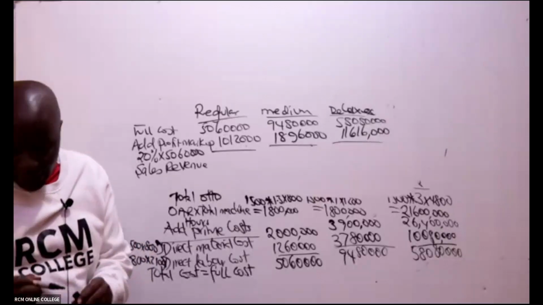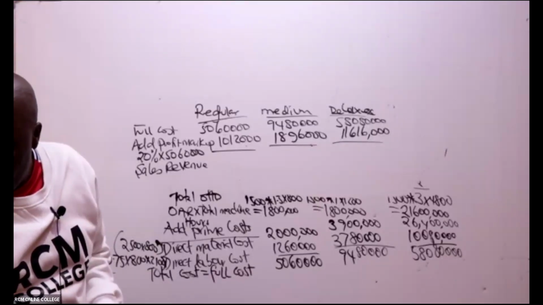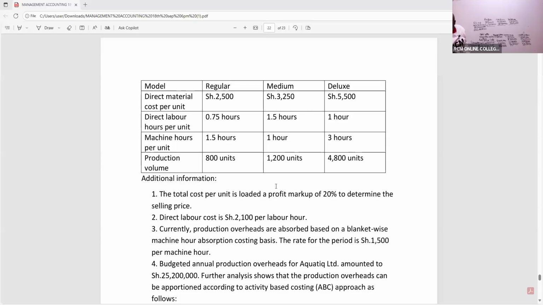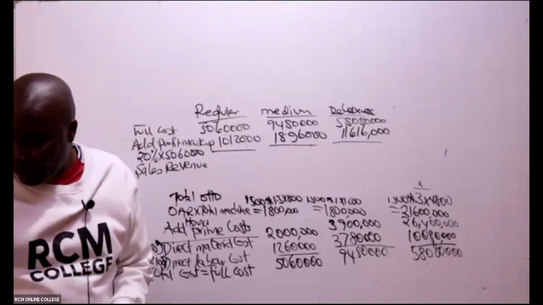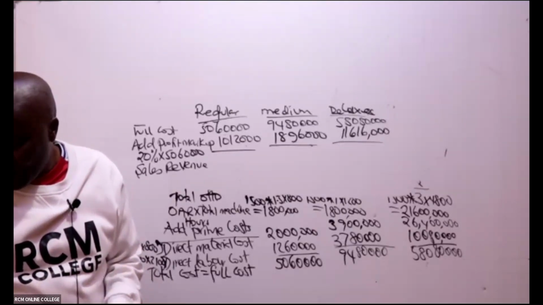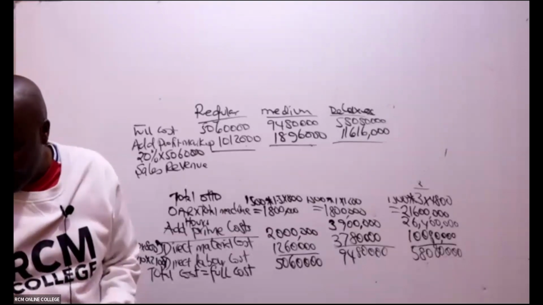Profit markup, where is it coming from? It's given in the question as a policy. You can see the total cost per unit is loaded a profit markup of 20% to determine the selling price. I hope you're able to see the 20% there. Thanks for asking a question. What if you calculate 120% direct? Yeah, it's okay, yes. You'll still get the same answers, yes.